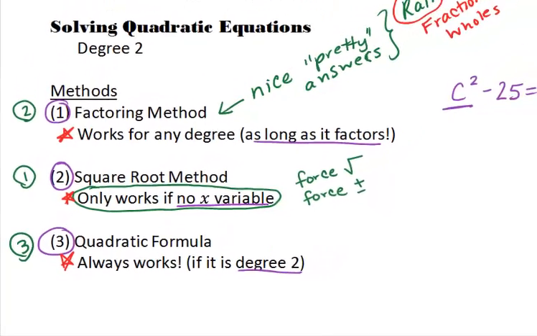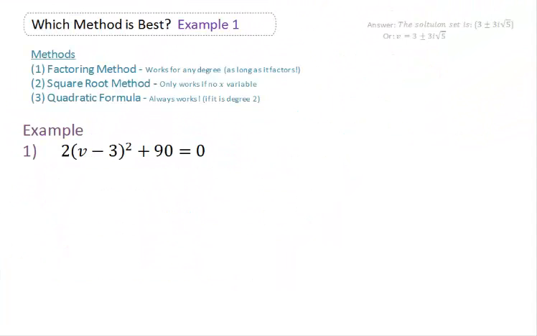So I have a few examples here, and I want you to try and figure out what's the best method for you, and then to solve your equation utilizing that method. My first example here is 2 times (v minus 3) quantity squared plus 90 equal to 0. At this point, you should try and pause the video and see which of those methods work best for you, and then solve the example using that method. If you would like to check your answer, it's at the top right-hand corner of the screen.